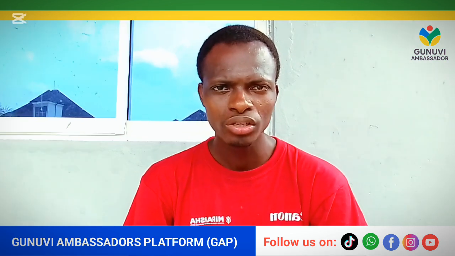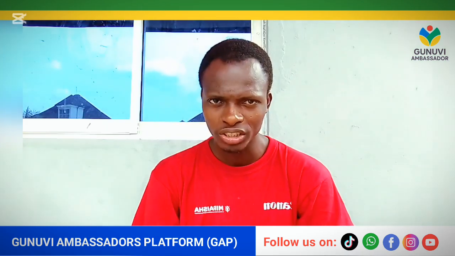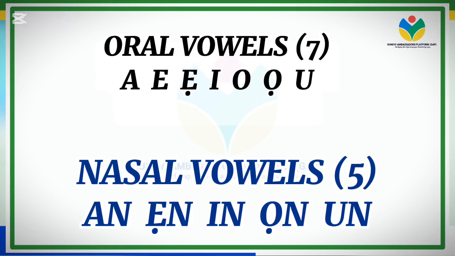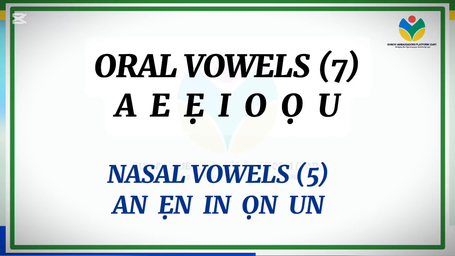Now, I made mention of the fact that we have 12 vowels in the Ogbol language. Now, here are the 12 vowels, as you can see them on the screen. So we have 2 categories. The category 1 is called oral vowels, and the category 2 is called nasal vowels.